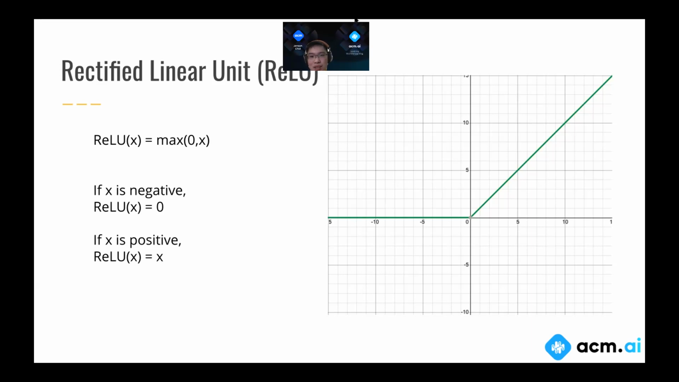All right, so I know I covered a lot of stuff just now. If you guys have any questions about activation functions, now would be the time to ask.